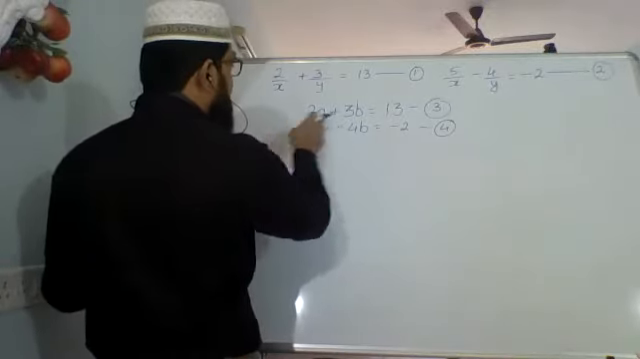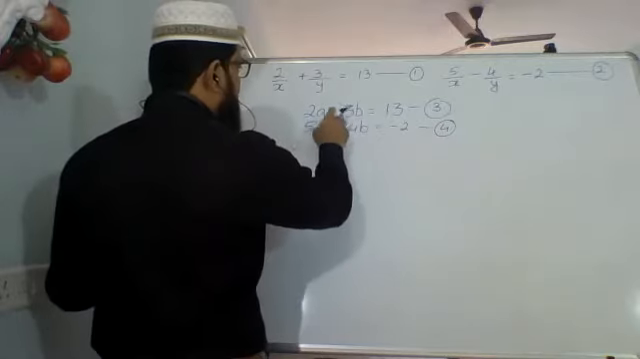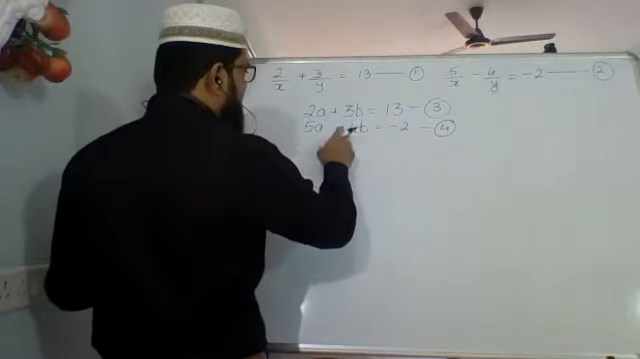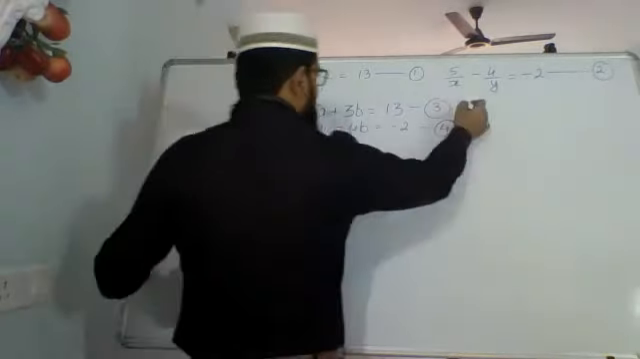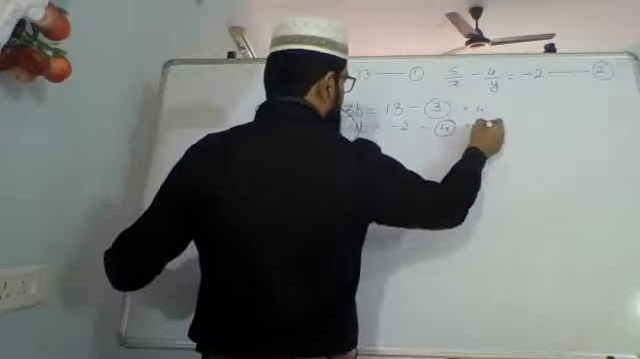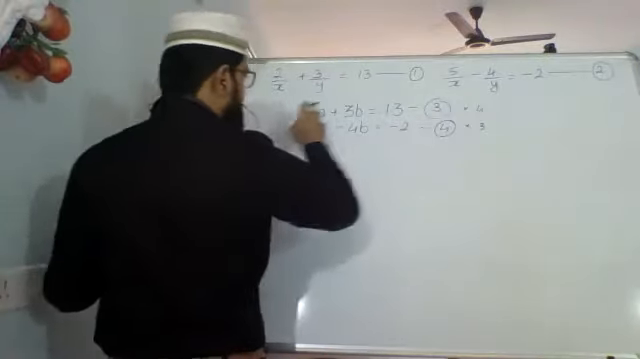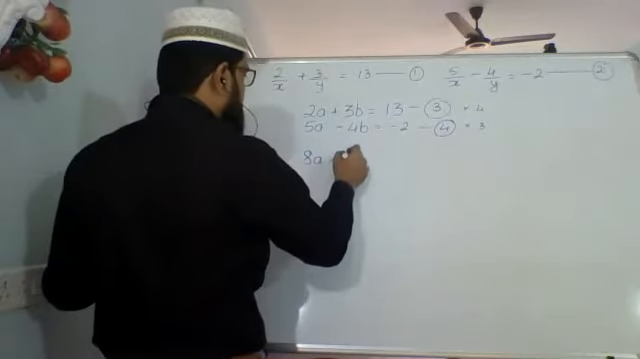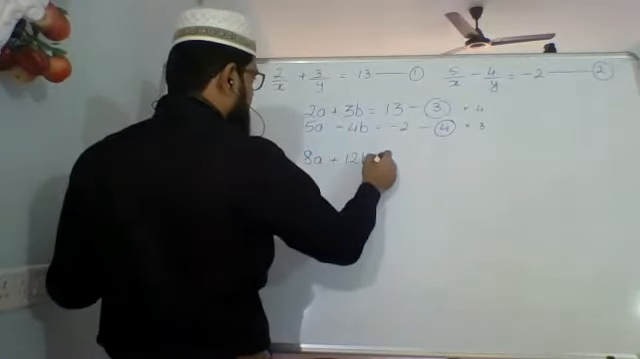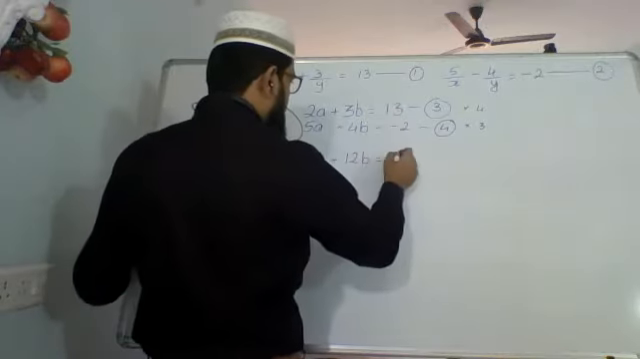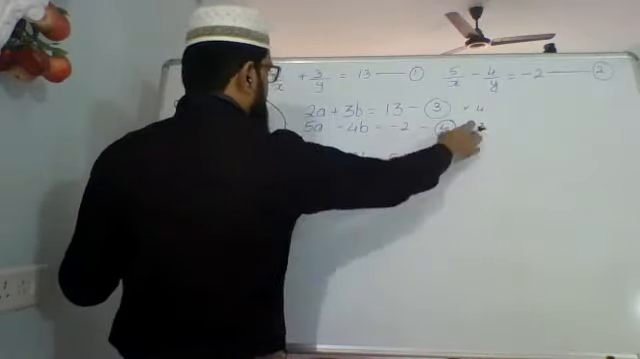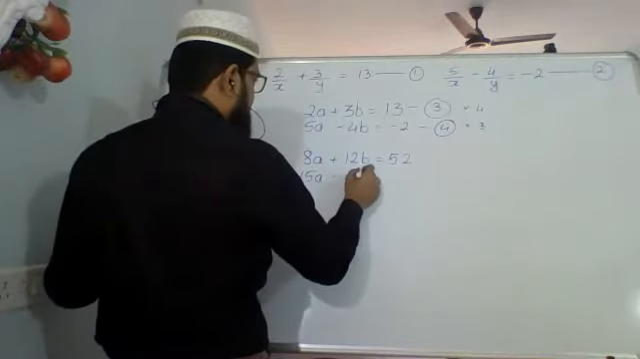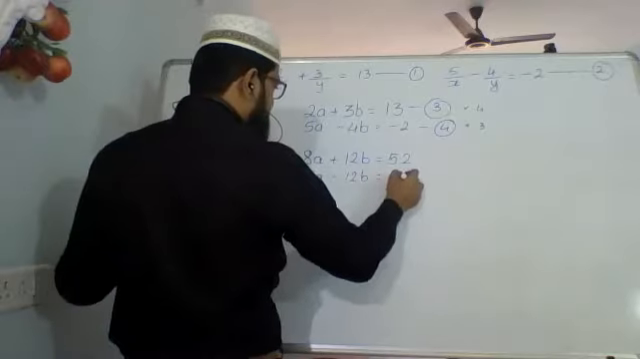Going for elimination, I need to make the coefficients equal, and here it is possible. If I multiply this 3 by 4, it will become 12. And if I multiply this 4 by 3, this will also become 12. So I multiply this by 4 and this by 3. Multiplying by 4, the full equation, 4 into 2 becomes 8a plus 4 into 3 is 12b equals 13 into 4, that is 52. Multiply by 3: 15a minus 12b equals minus 6.